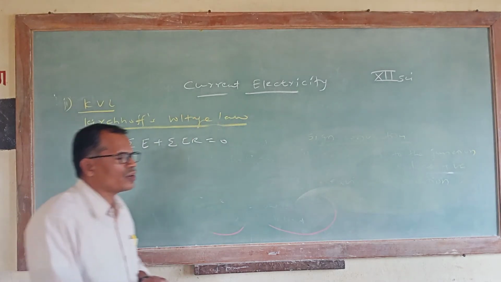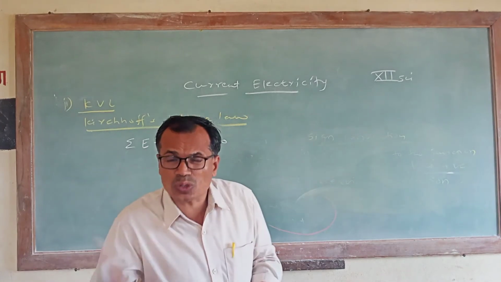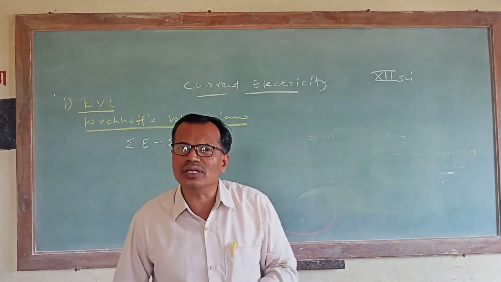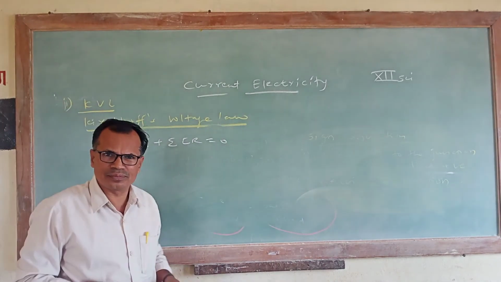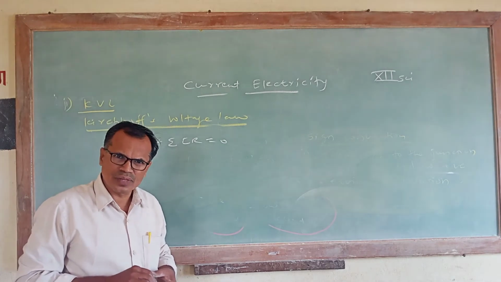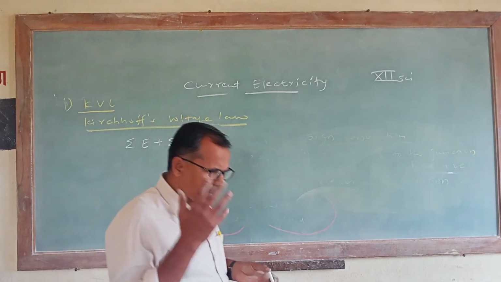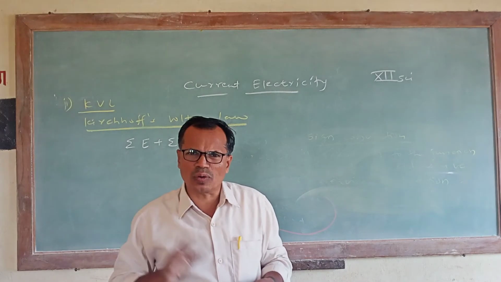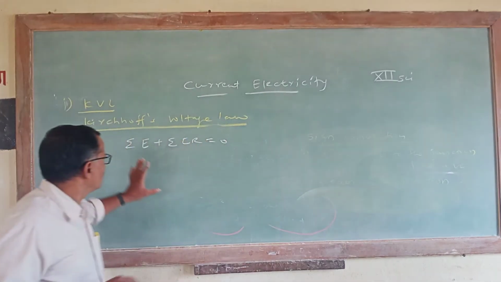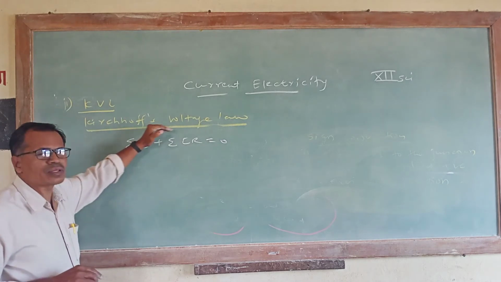Now in this case, we will consider what is meant by a closed circuit. A closed circuit means it is a closed loop. And in the closed loop, there must be a resistance, there must be EMF and so on. We will see the sign convention for this Kirchhoff's voltage law.